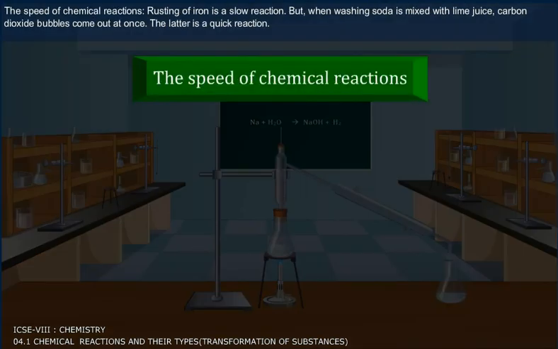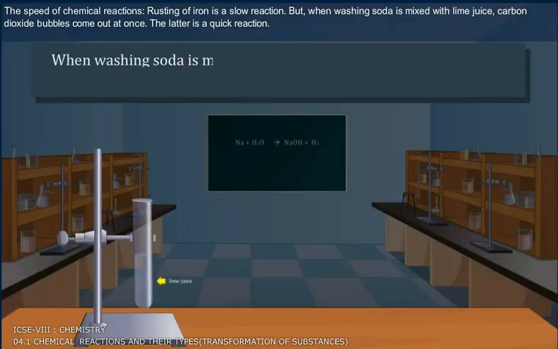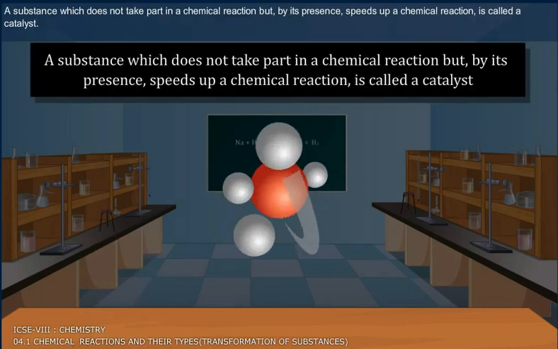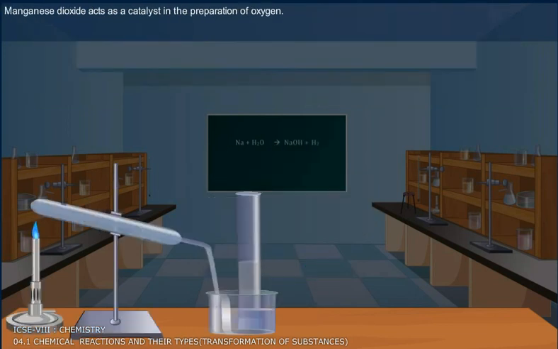The speed of chemical reactions. Rusting of iron is a slow reaction, but when washing soda is mixed with lime juice, carbon dioxide bubbles come out at once. The latter is a quick reaction. A substance which does not take part in the chemical reaction but by its presence speeds up the chemical reaction is called a catalyst. Manganese dioxide acts as a catalyst in the preparation of oxygen.